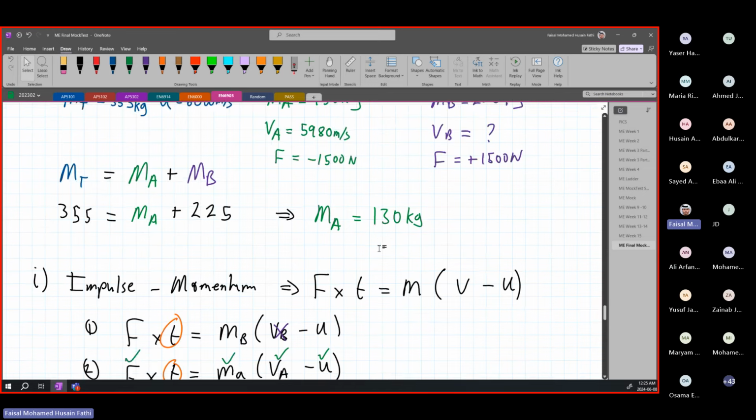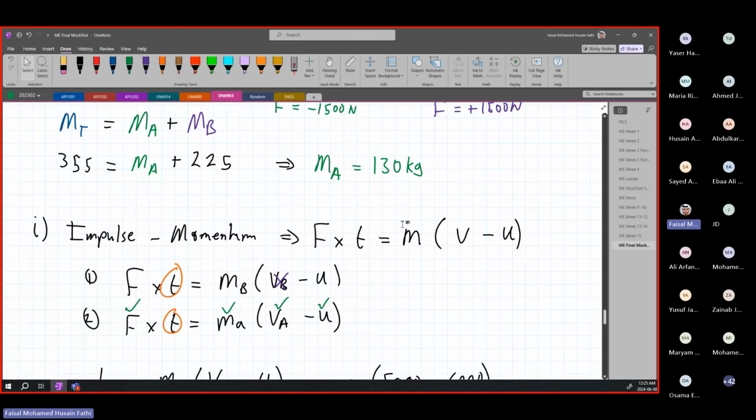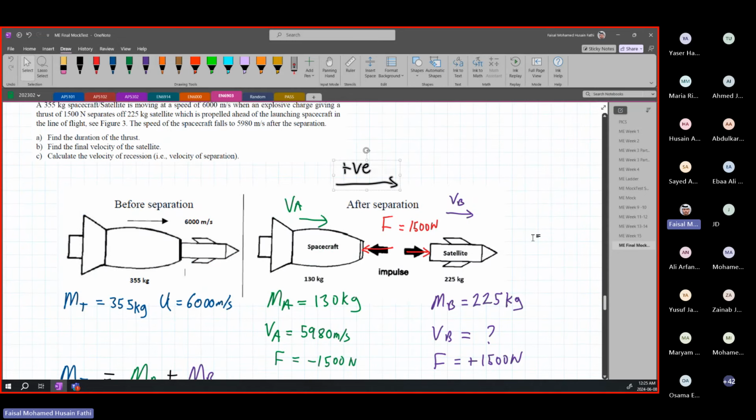The equation we have for impulse momentum is F times T is equal to M times the change of velocity, final minus initial. So when can we use this equation? When we have an impulse or a thrust force or something, meaning we have a separation or we have an impact. So in this case we have to use it in the after situation.